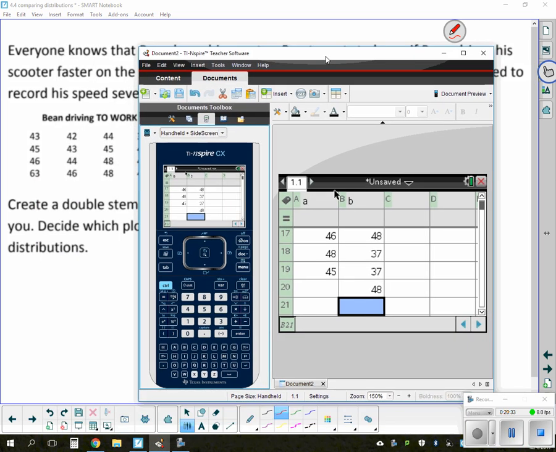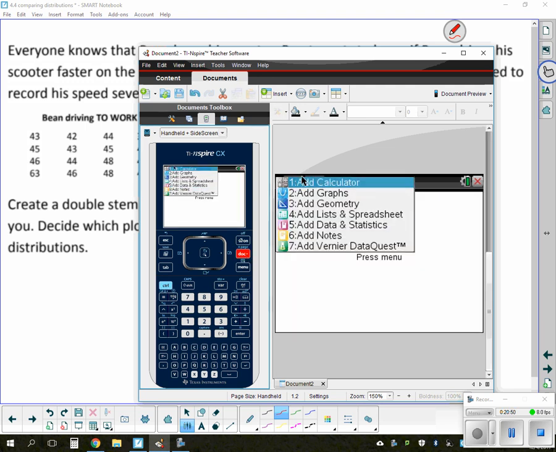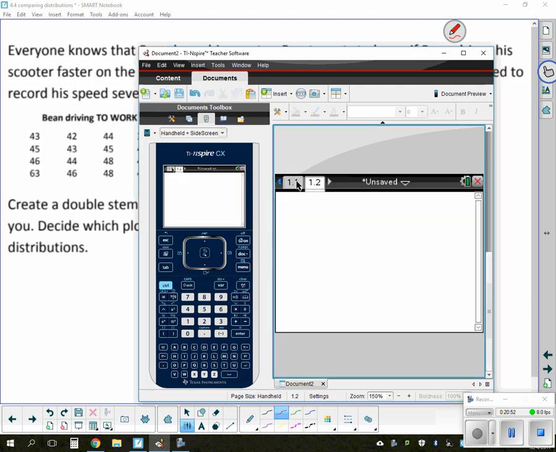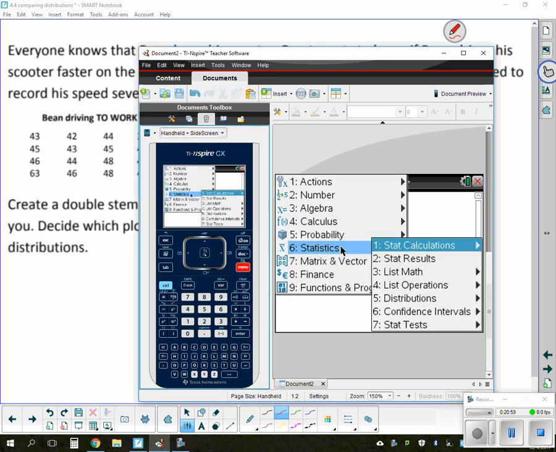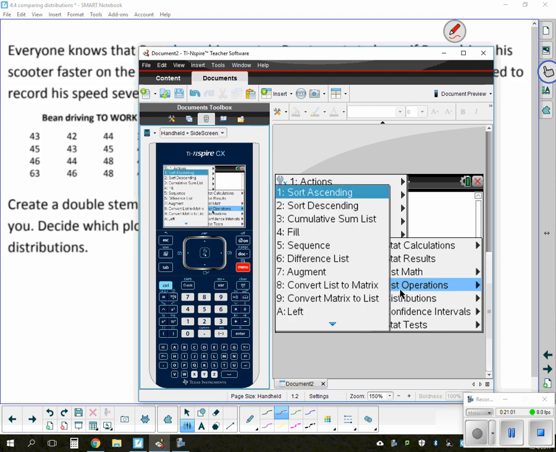It is. Okay, so now I want to sort these, because if they're sorted, it's going to make it easier to look at everything. So I could go to Control, Add Page, which is really Control Doc, and I want to add a calculator page. And then I want to sort it. So Menu, Statistics, List Operations, and I want to sort ascending.